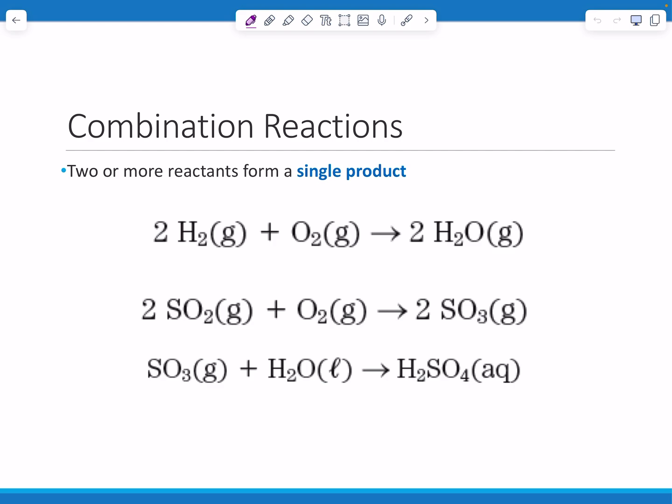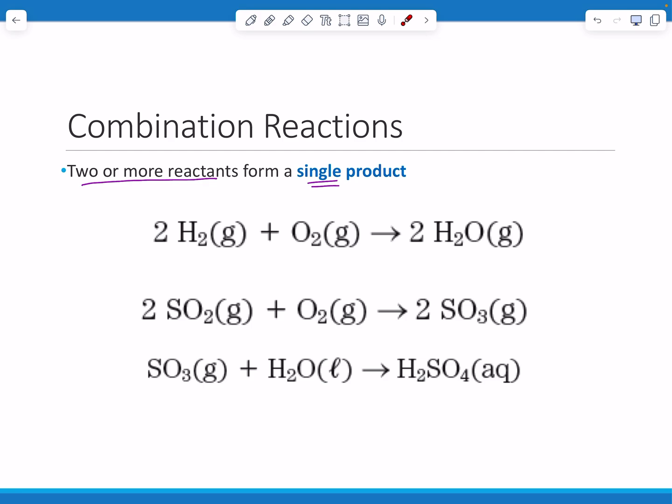So the first is, the name kind of tells you what it is, right? These are called combination reactions, where you have two or more reactants, and they're going to form a single product. If we look at the examples on the slide here, we've got hydrogen and oxygen gas reacting to form water. So we have two separate things reacting to form one compound. We've got SO2 and oxygen gas reacting to form SO3.